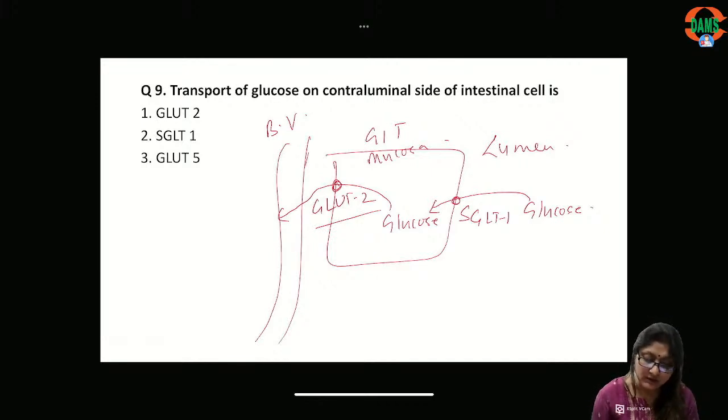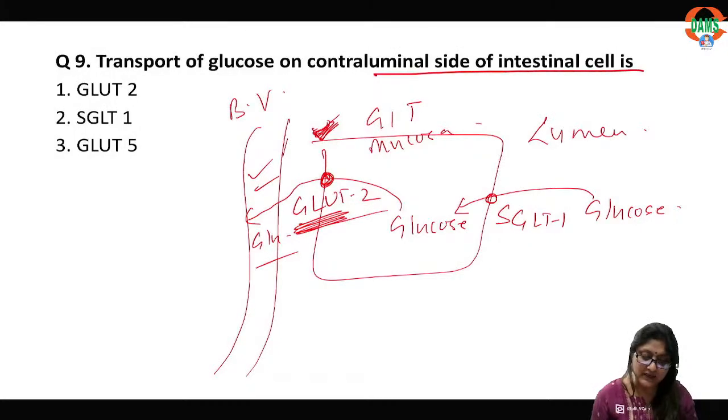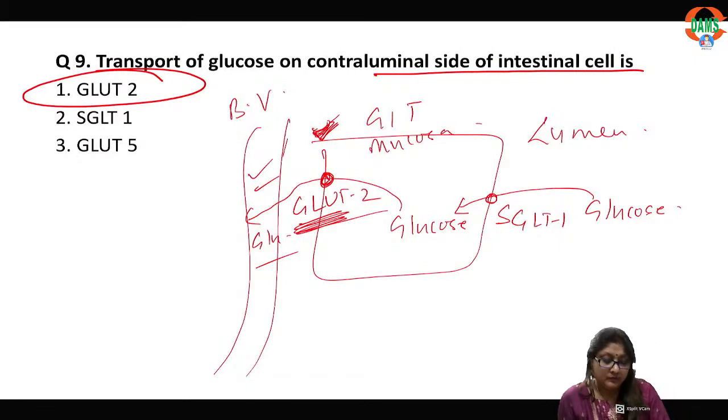So it is asking contraluminal side, that is basolateral side. At times it is called basolateral side, contraluminal or basolateral side. There you find GLUT2, which is going to absorb the glucose and will dump it to the blood. So glucose is going to come to the blood via GLUT2. So the answer for this question is going to be, transport of glucose to the contraluminal side of the intestinal cell is GLUT2. GLUT5 is for fructose transportation, and SGLT1 I have told you at the luminal side is going to help.